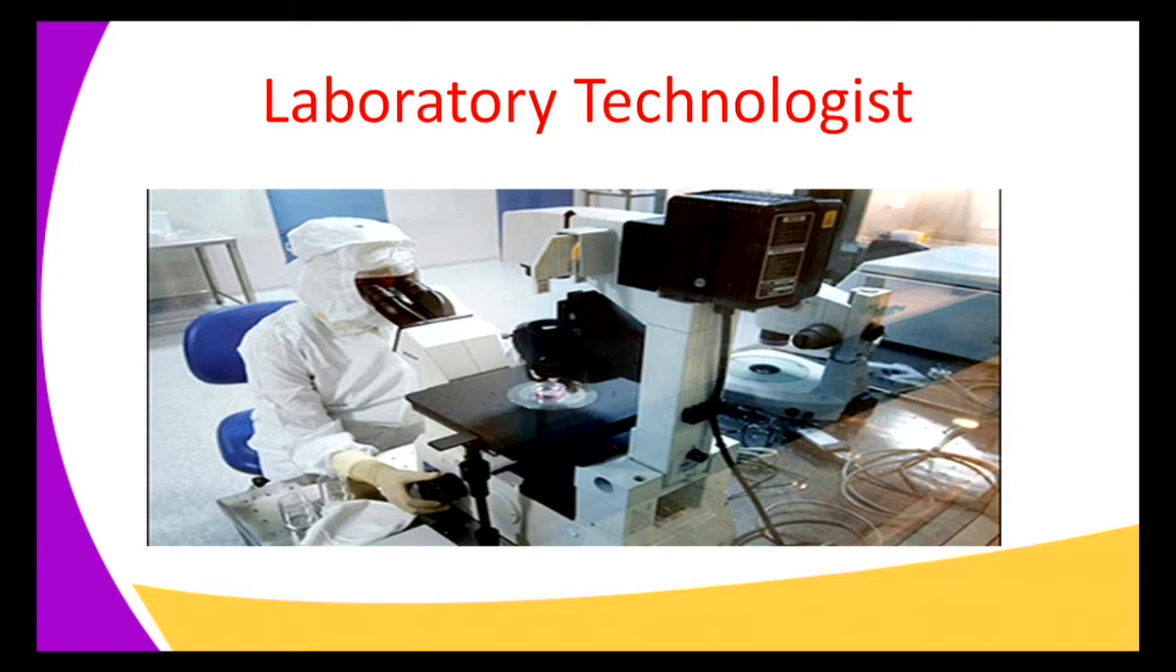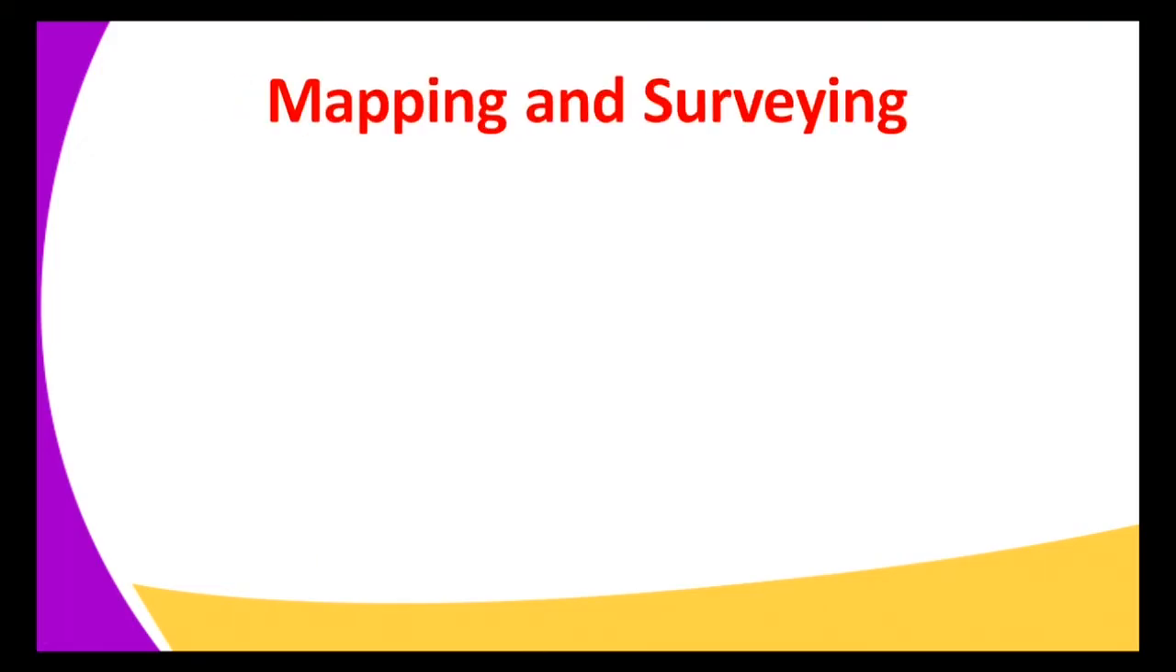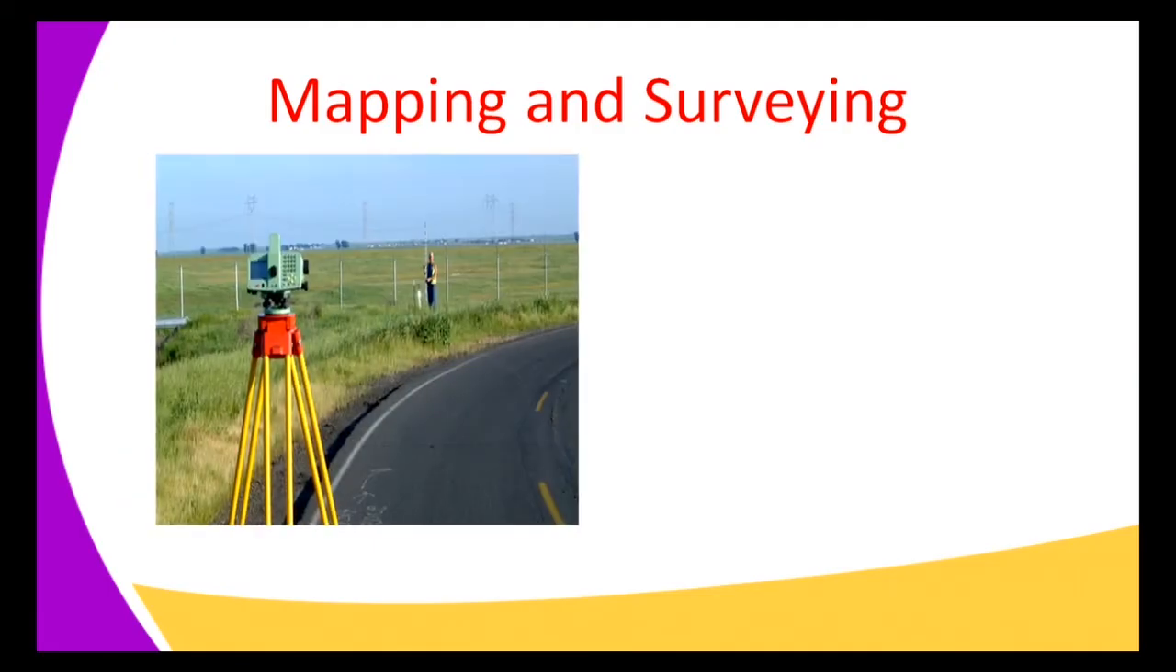So for you to do this, you are working with apparatus. Do you know how these apparatus work? You have to understand the working of these apparatus, and therefore physics becomes important for one to become a laboratory technologist. The other field is mapping and surveying. Here we have a map, we have a road. They are doing surveying on this particular road. How this instrument works to do this work, you can only explain when you relate it with the principles of physics.